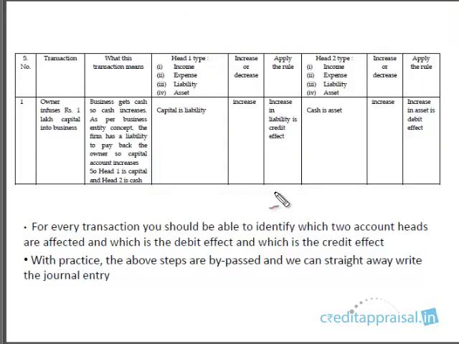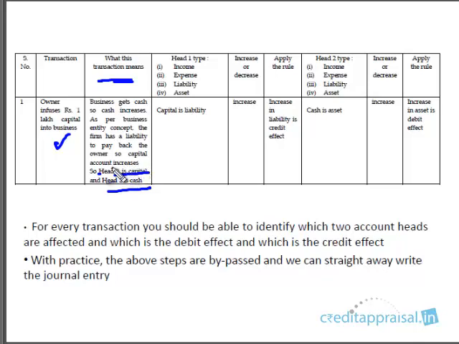So continuing with our previous example where the owner has infused 1 lakh capital into the business, let us see how it is passed into the journal, right? First of all, we have to see what this transaction means. In this transaction, the owner is infusing cash into the business. So the heads that are affected here are head 1, the cash, and head 2, the capital. So cash and capital are the two heads that are affected.